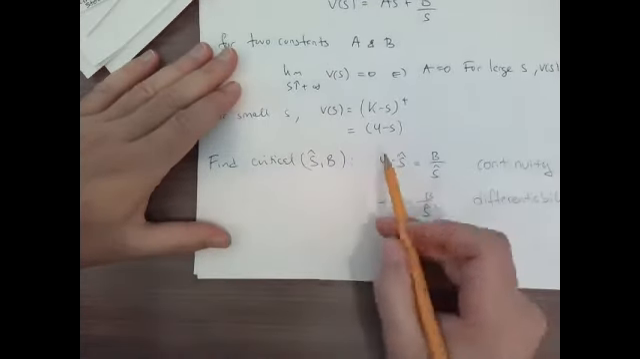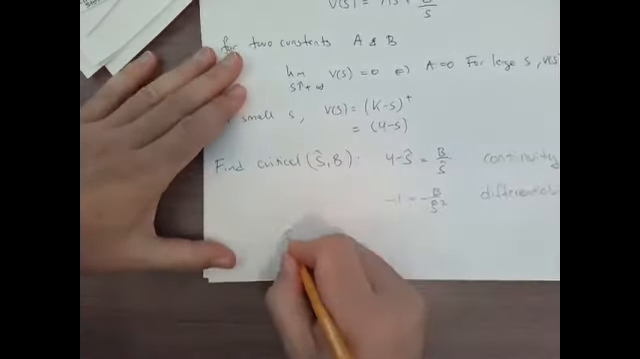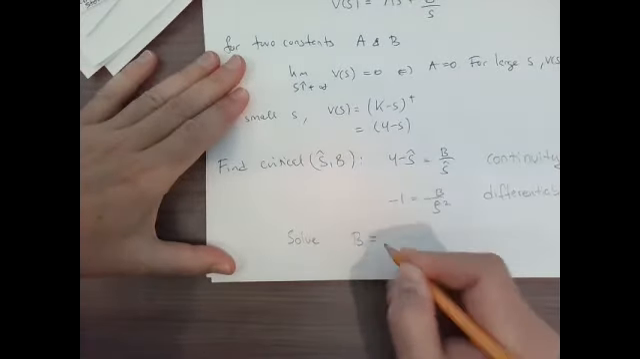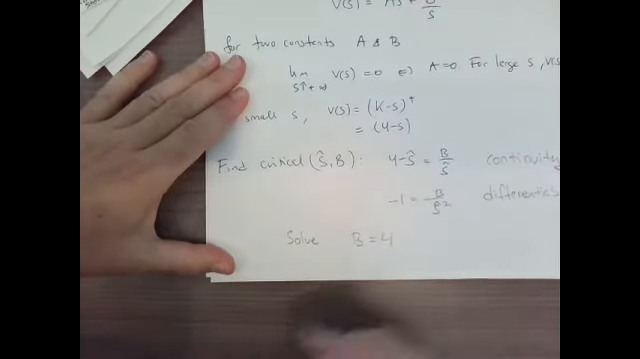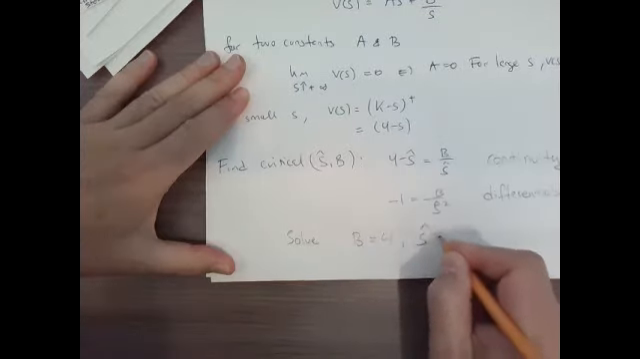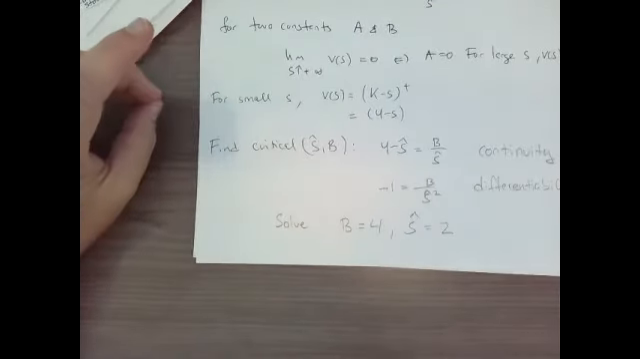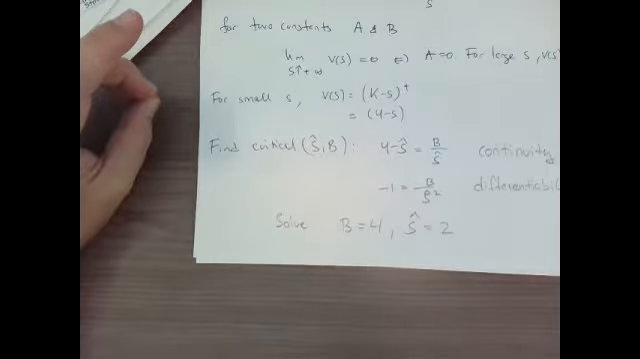So now we have two equations and two unknowns. We solve. We're going to get B is equal to 4, and we're going to get that S hat is equal to 2. Right, so now we have our conjecture.